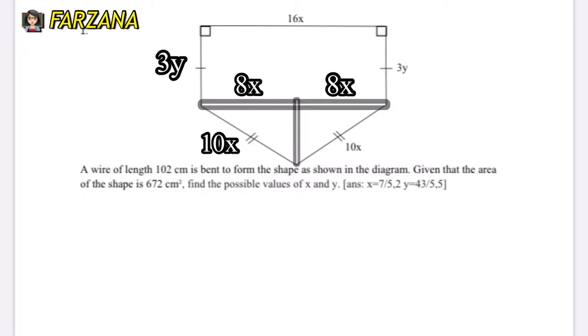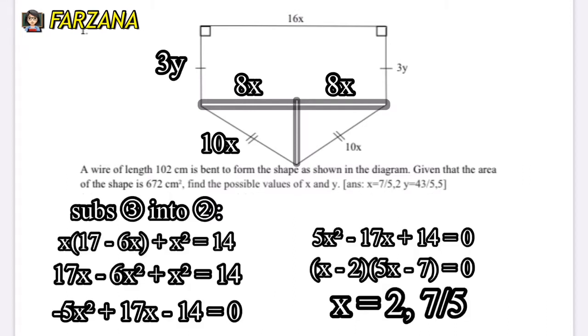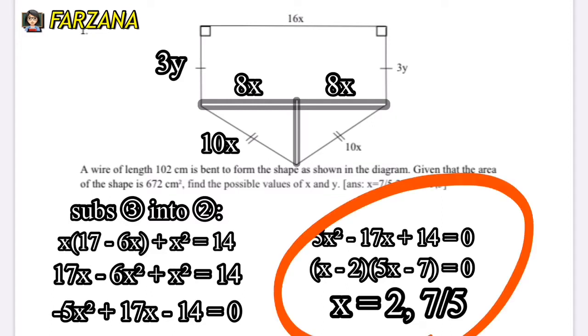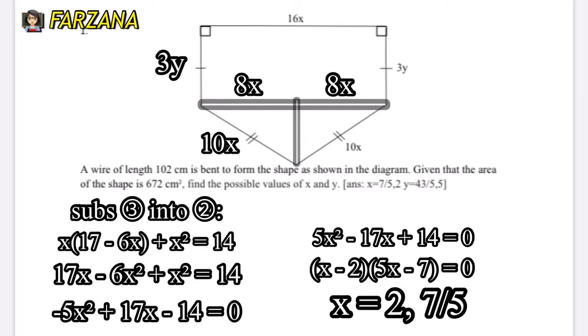Next, by using the substitution method, substitute equation 3 into equation 2. Remember that we cannot substitute equation 3 into equation 1 because equation 3 is based on equation 1. To get x, I also use the factorization method. A must be positive, so don't forget to change negative 5 into positive 5. And finally, we got x equals 2 and 7 over 5.